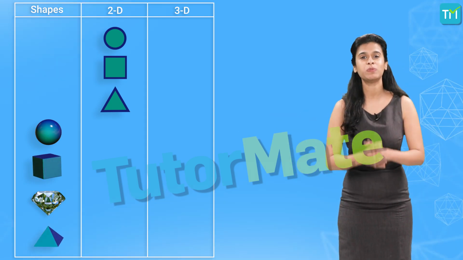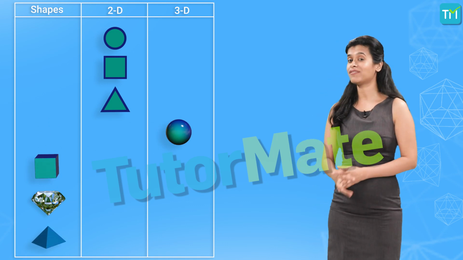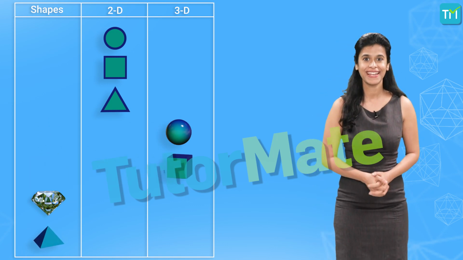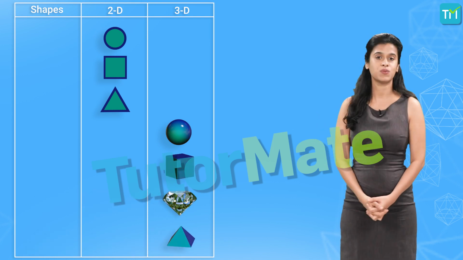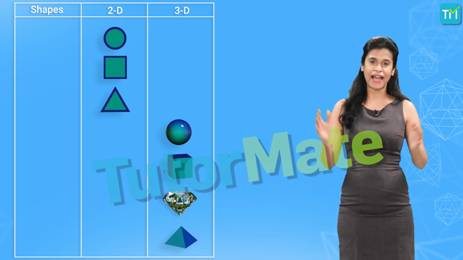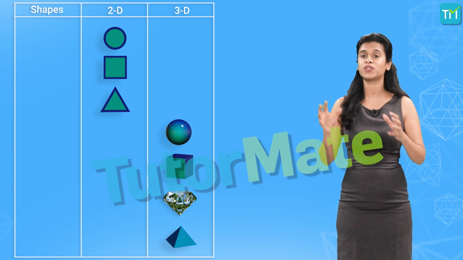The first one would be the sphere, and it's gone in the 3D column. Then we have the cube, gone again. The diamond gone, and finally the pyramid gone as well. Do you see what we have done over here? We have arranged all these shapes into two different columns.